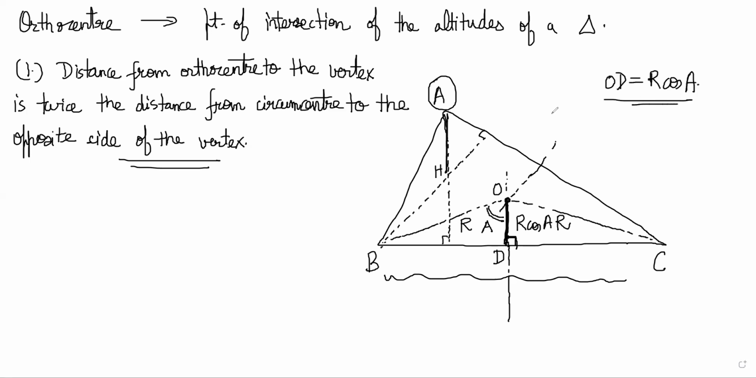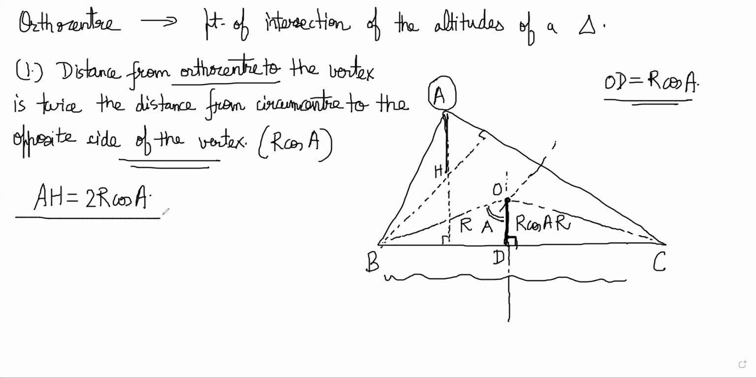So this property is basically telling us that the distance of the orthocenter to the vertex is twice the distance from circumcenter to the opposite side of the vertex, and we have found this distance is R cos A. So therefore, distance of orthocenter to the vertex AH is equal to 2R cos A. So this is what the property is saying. We can prove this property. Basically, we have to figure out what is AH distance. You can prove this in multiple ways. You can do similar triangles also.